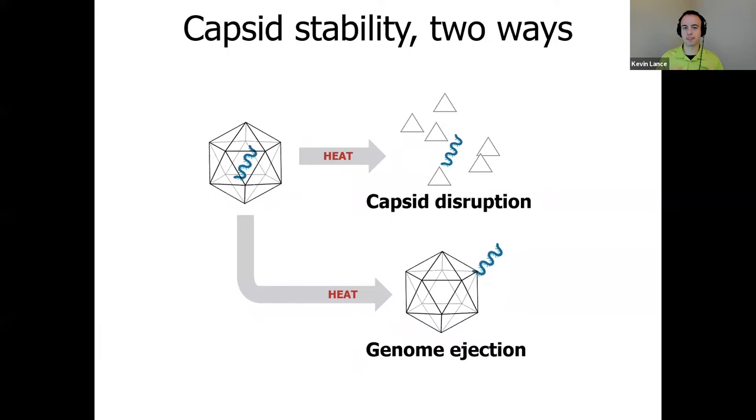Okay, so I mentioned that there is the ability of AAVs to unfold, and the ability of DNA to be exposed to SYBR Gold fluorescence and be detected that way. So the first question to address is, how do we know that AAV capsid stability has these two different modes, one where capsid disruption is driven by protein unfolding, and another one where there's genome ejection, where there can be DNA escaping capsids?